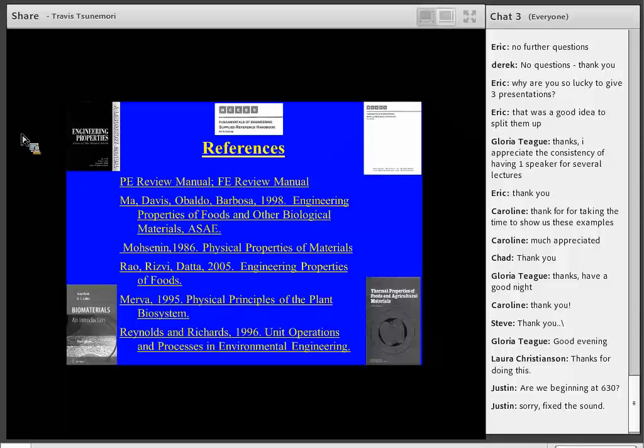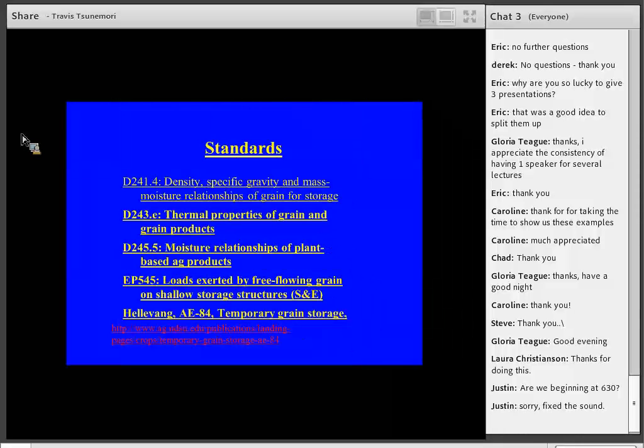I've also mentioned this listing that includes Rao and Datta's Engineering Properties of Foods book, Mervas 1995, so that's getting a little old now, but Physical Properties of the Plant Biosystem, Reynolds and Richards Unit Operations, and again, there are more recent versions of some of these. Feel free to avail yourself of those, but find things that are useful for you.